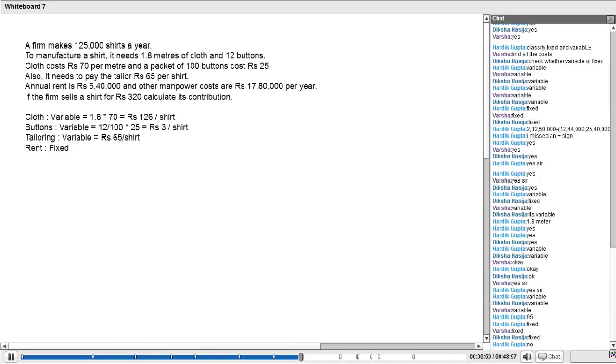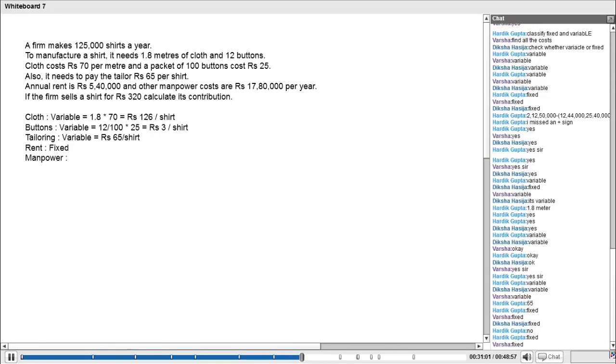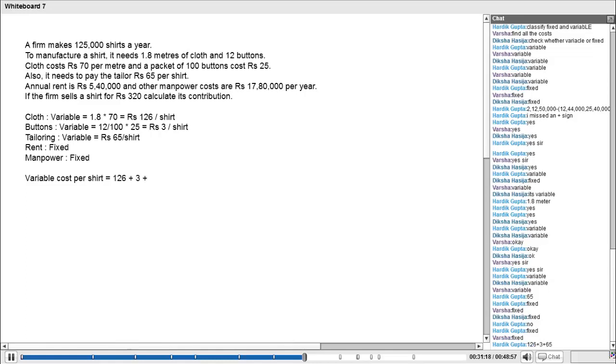Manpower costs, are they fixed or variable? Again the manpower costs are fixed. Okay. So what is our variable cost per shirt? It is the cost of cloth plus buttons plus tailoring, which is 126 plus 3 plus 65. So how much is this equal to? 194. Yeah. So this is rupees 194.